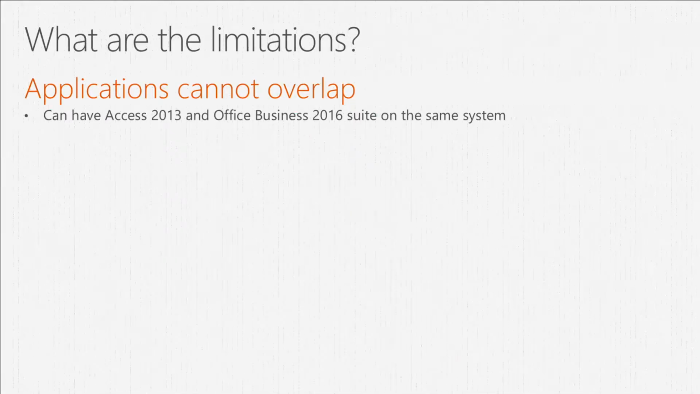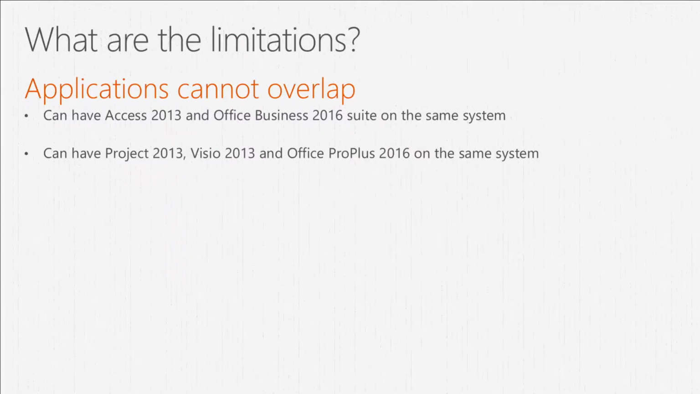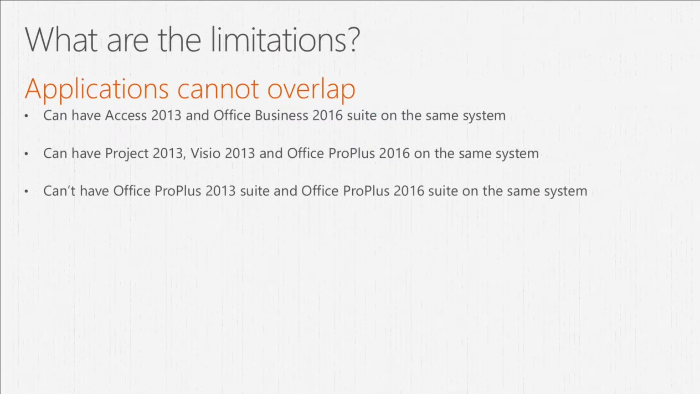As an example, you can have Access 2013 and the business SKU for the Office 365 subscription coexist. The reason for that is because the business SKU doesn't include Access, right? So you can coexist it. Similarly, you can have Project or Visio 2013 coexist with the 2016 version of the 365 Pro Plus product. So no problem there either.